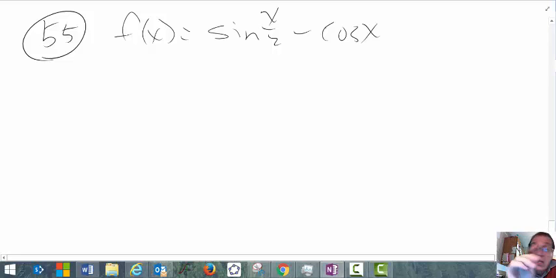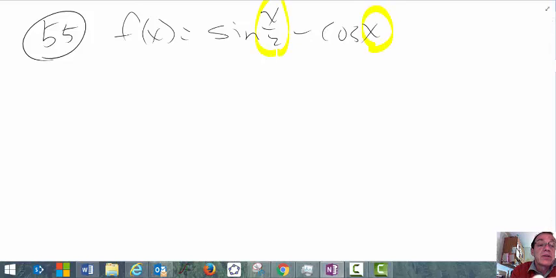Now this answer is kind of interesting. But anyway, we can't have two different kinds of angles. We got it here in x over 2 and x. Those are two different angles, so that's not permitted. We have to get rid of those. We have to turn the x over 2 into just an x.